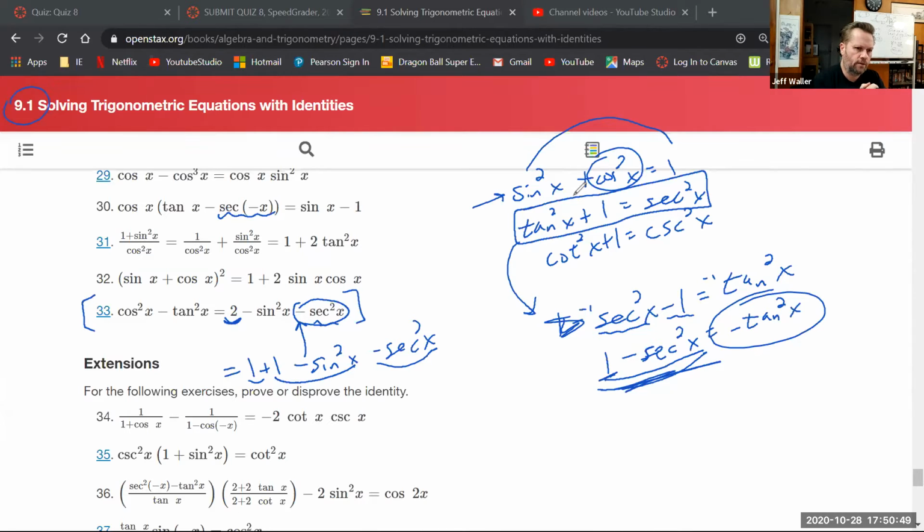So I see a bunch of squared stuff, so I'm going to go to my squared stuff identities. Why not? Is it guaranteed to work? No, hell no. But that's a good first step. Why not?